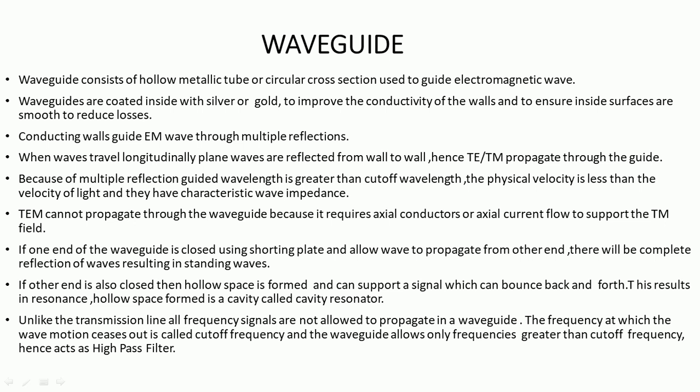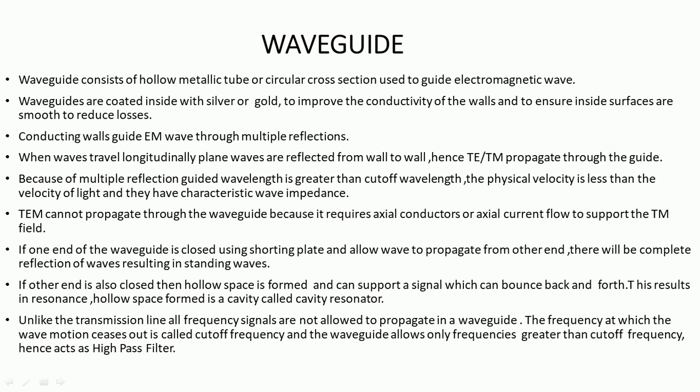Now, as we know, the transverse electromagnetic mode can only exist in a transmission line and it does not exist in the waveguide section, because it requires axial conductors or axial current flow to support the transverse magnetic field. If one end of the waveguide is closed, then the wave can propagate from the other end, thereby completing the analysis of standing waves. If the other end is also closed, then a hollow space will be formed, and that can support a signal which is bouncing back and forth, and this results in the resonance condition, thereby defining the concept of cavity resonator.